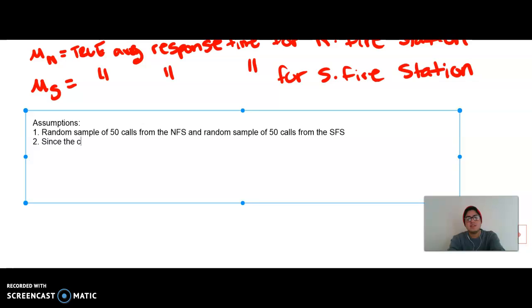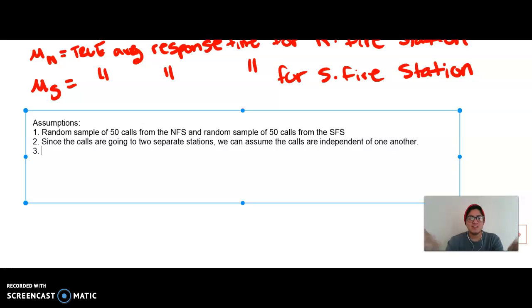Next, since the calls are going to two separate stations, I think it's safe to assume that the results will not influence one another. So since the calls are going to two separate stations, we can assume the calls are independent of one another. Actually, it'd be kind of weird, right, if the north fire station was like, hold on, let me transfer you to the south fire station. Who knows? But for now, we can assume independence. And since we are sampling, we're going to need to check our 10% condition.